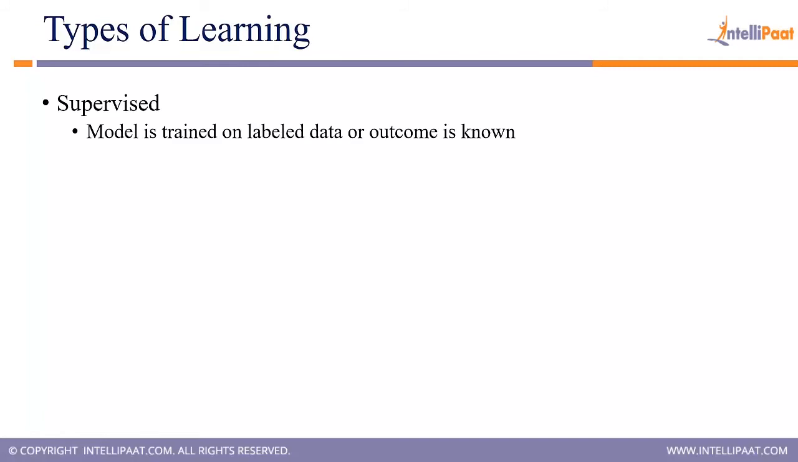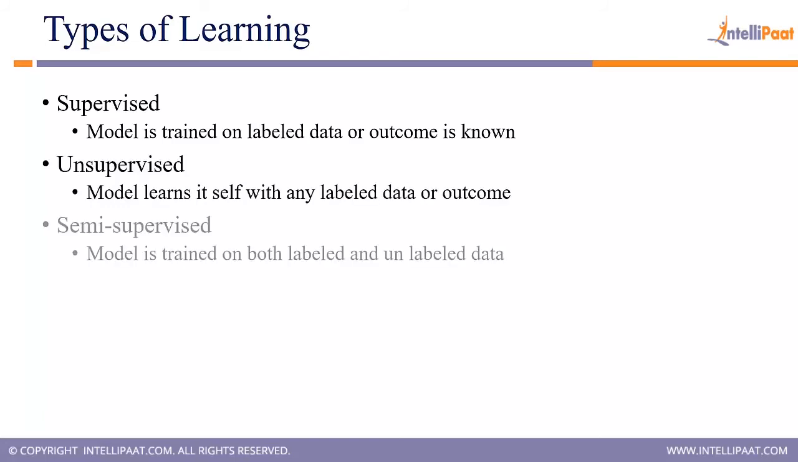And in unsupervised learning, the model learns without any labeled data. Probably I forgot to put that in here: it is without labeled data, it's on its own, right? That sort of learning is called unsupervised learning. And semi-supervised learning is a combination of both labeled and unlabeled data.